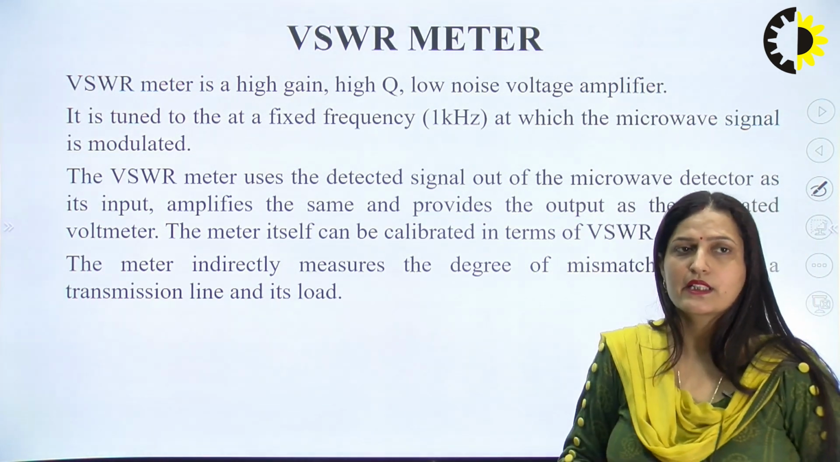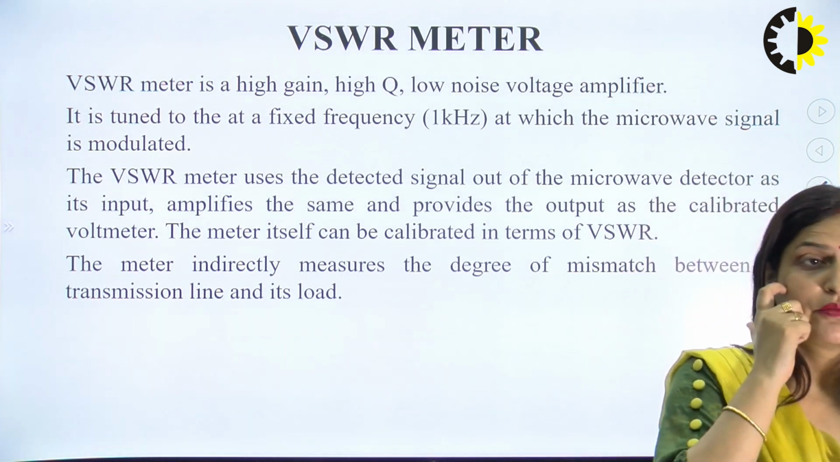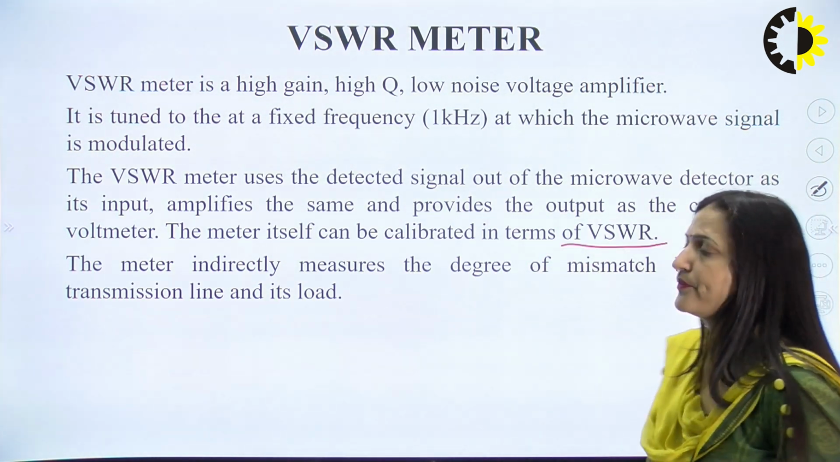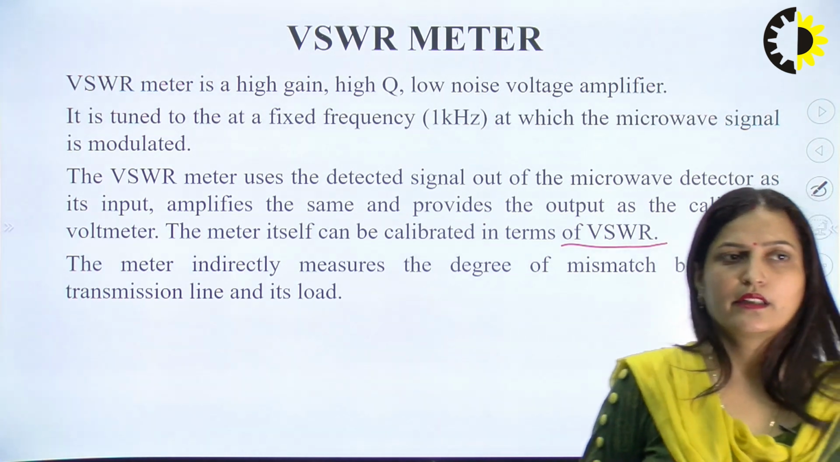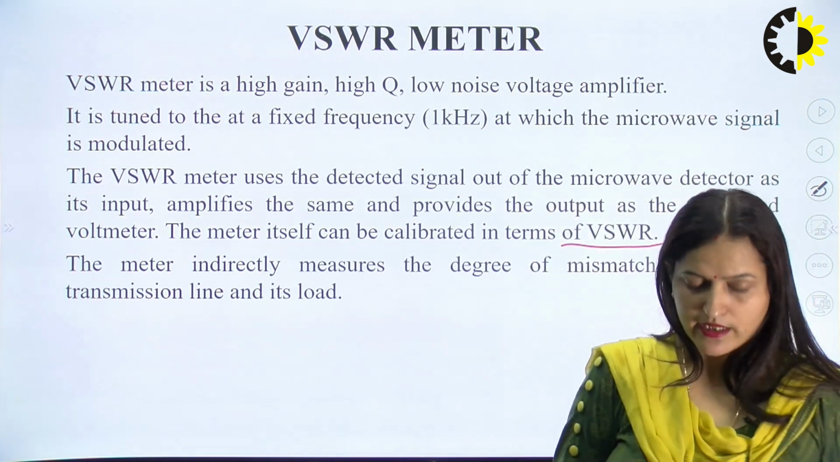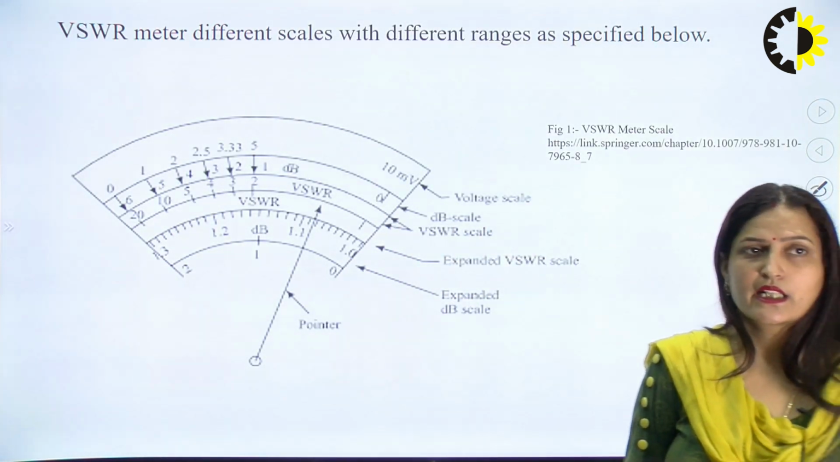It will amplify the same and provide the output to a calibrated voltmeter, and this meter itself can be calibrated in terms of VSWR. So the meter indirectly measures the degree of the mismatch between the transmission line and the load. So these are the different scales which we are getting on the VSWR meter.